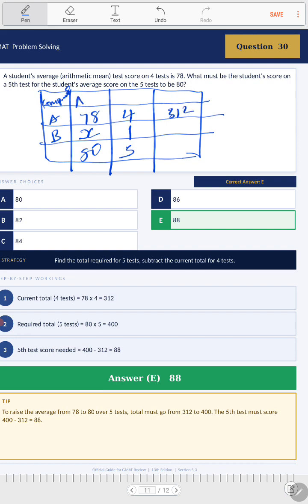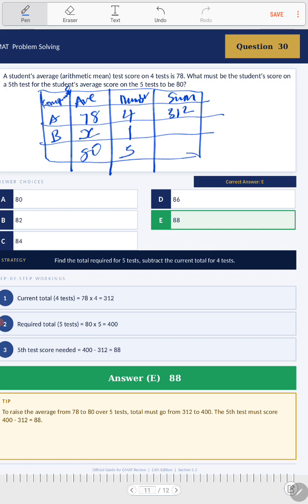Remember that this is average, this is number, average times number equals sum. This is also the same table we are going to use. Let's say speed times time equals distance. Okay, and so on and so forth.